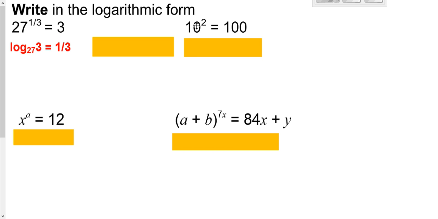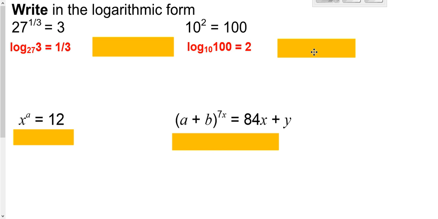Same idea with this one. We'll go log of our base of 10. What was on one side by itself goes after that. What was the exponent goes on the other side all by itself. So our 2's the exponent equal to our logarithm. And remember we had said earlier, a logarithm just represents your exponent. So we'd read this as log base 10 of 100 equals 2. This one here would be log base x of 12 equals a.